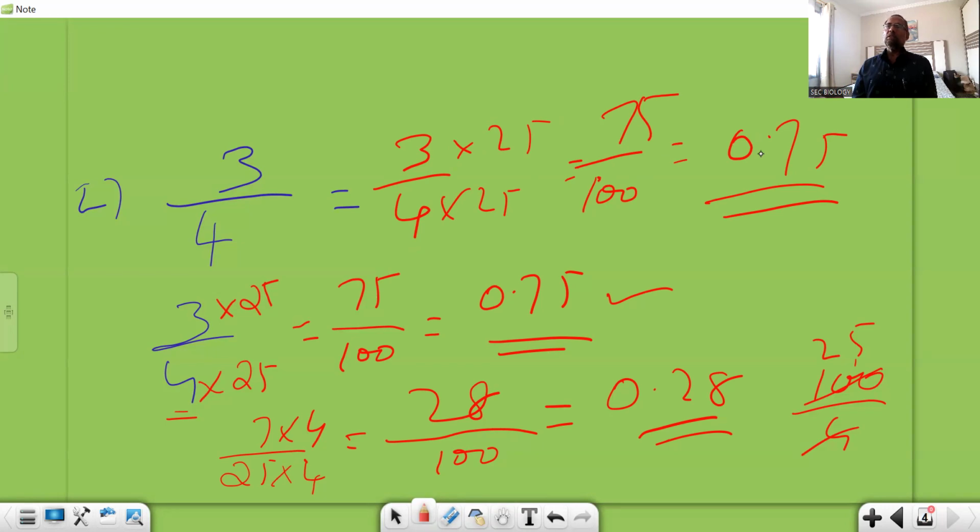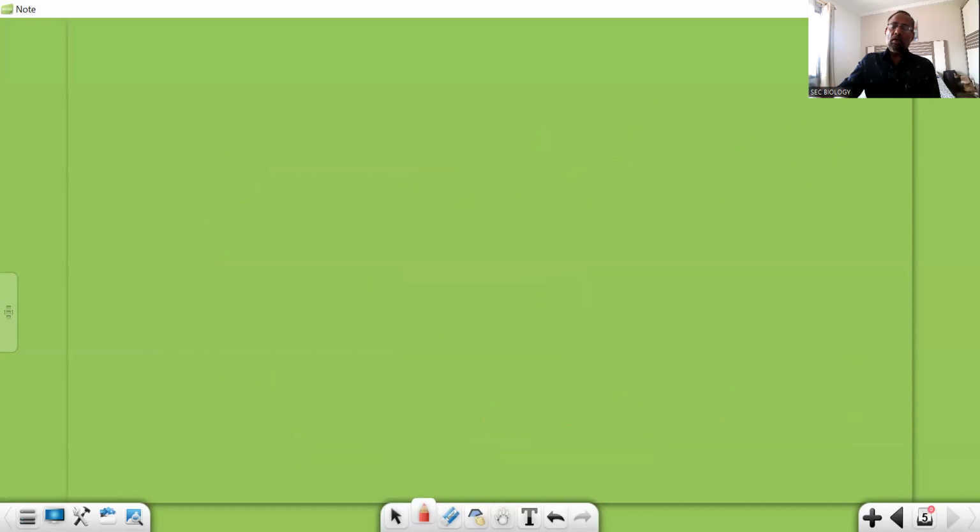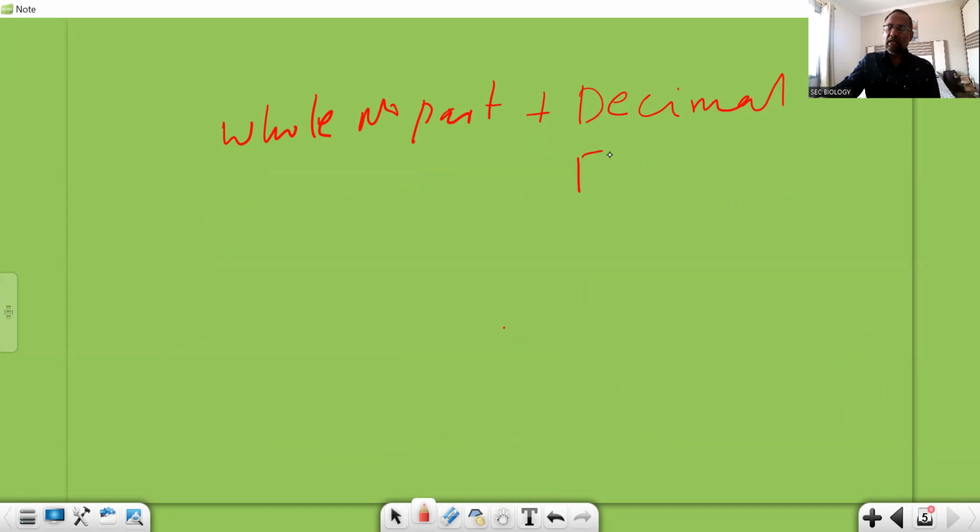Understood? This is a decimal. Decimal means we look at the denominator. It is a fraction. All operations we can do like with fractions. Now, any doubt you can ask me. A decimal has a whole number part and a decimal part. Whole number part plus decimal part. That means the fraction part.